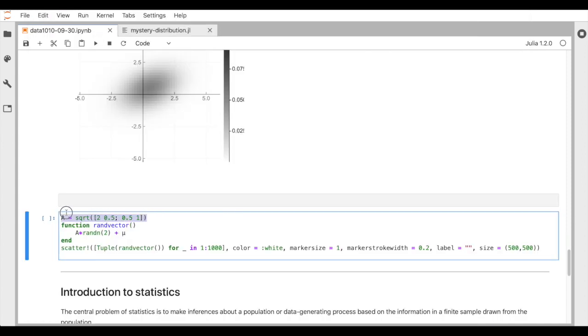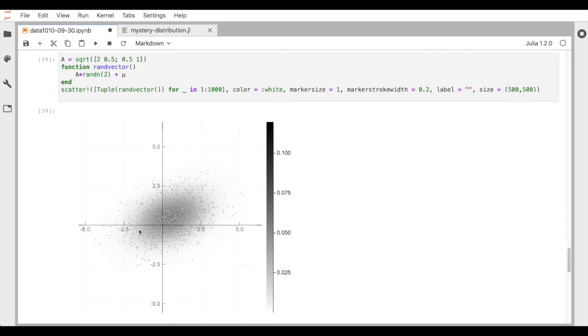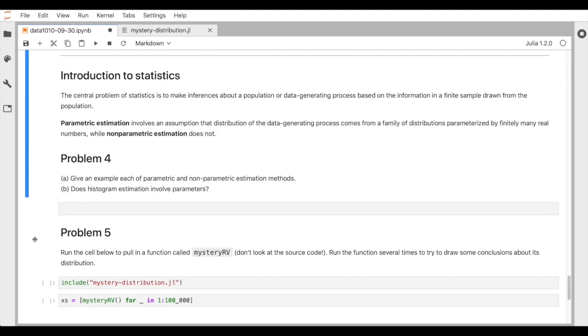So we can square root our desired covariance matrix and then just multiply it by a random normal of length 2 and make a scatter plot of 1,000 samples from the resulting distribution, and we get something like this, which does match up. There's more points in the middle and it fades out as you move away. So let's move on to our discussion of statistics.